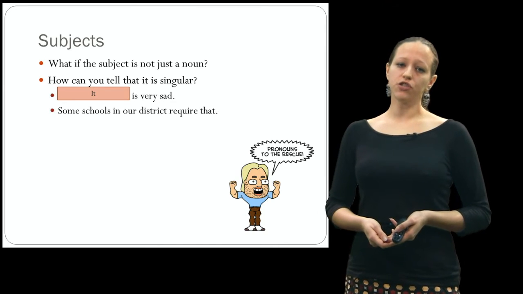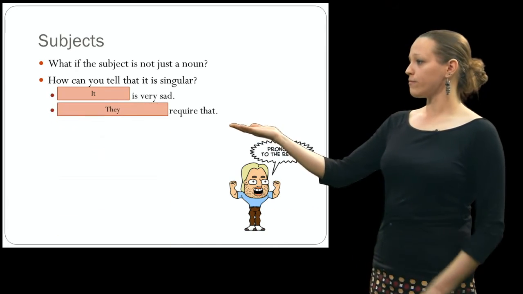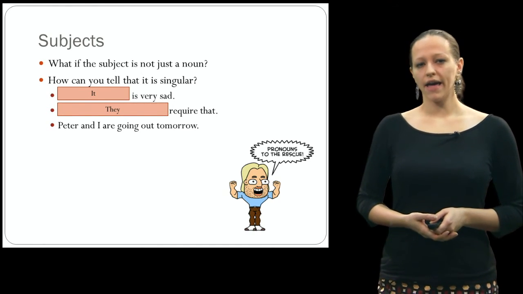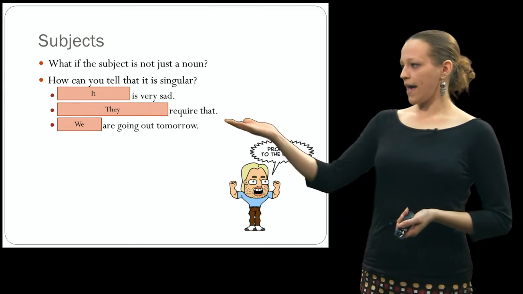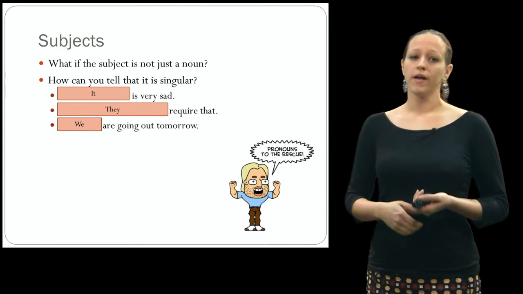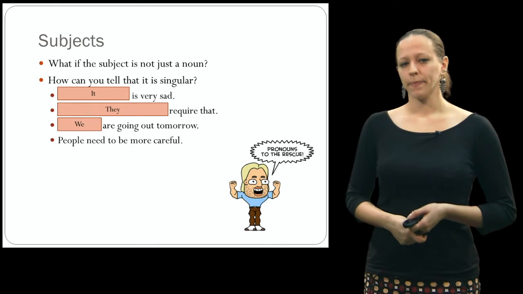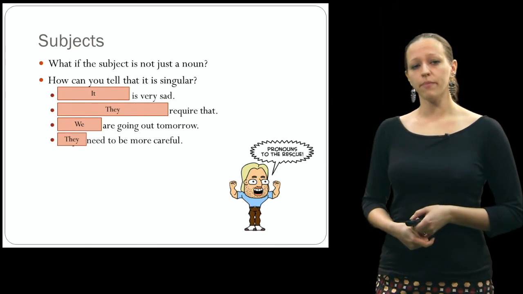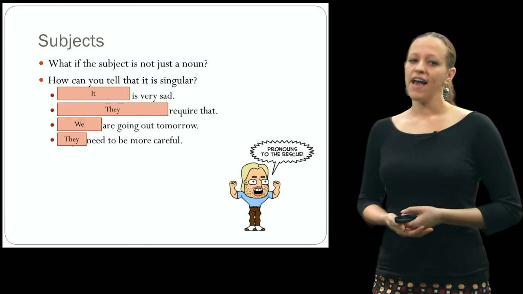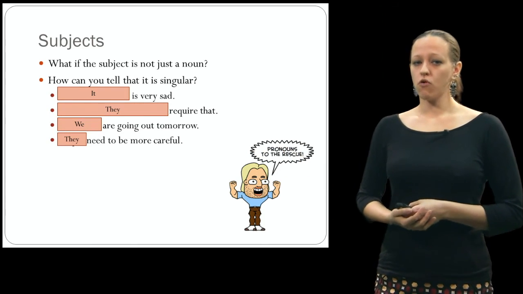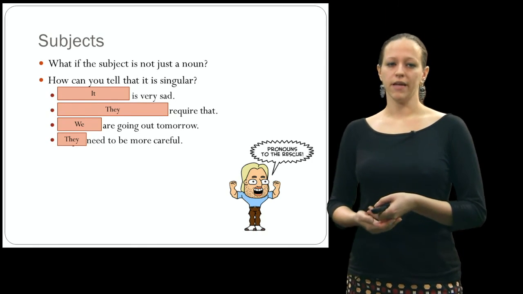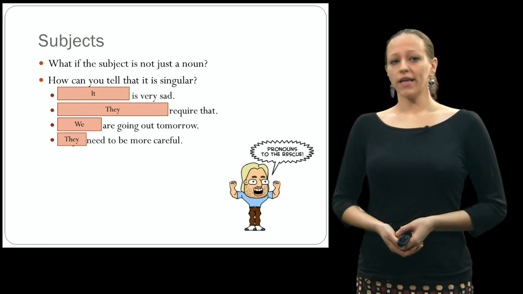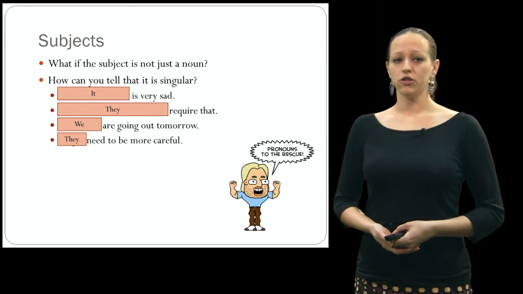Some schools in our district require that. Again, some schools in our district, they require that. Peter and I are going out tomorrow. Peter and I are we. We are going out tomorrow. Plural and plural verb. People need to be more careful. Here again, we can replace people by the pronoun they, and we see they need to be more careful. They is plural. It needs a plural verb need. And now we are going to look at some exercises to see if you can do this correctly.